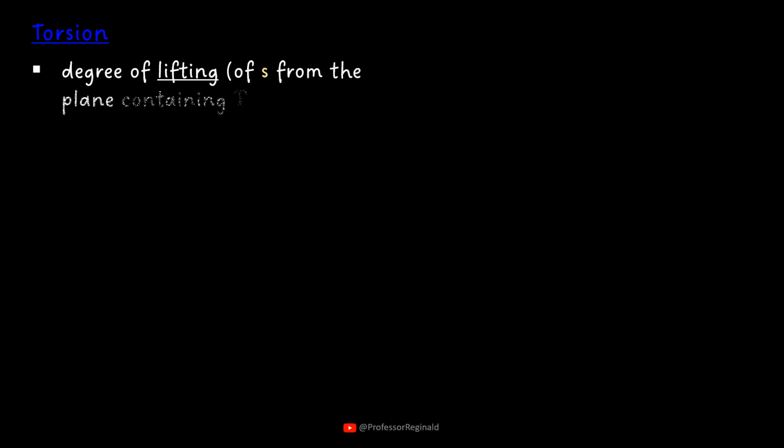And now we are ready to discuss torsion. Recall that curvature refers to the degree of bending of a space curve from the direction of motion. Meanwhile, torsion refers to the degree of lifting of a space curve from a reference plane, specifically, the plane containing both the unit tangent and unit normal vectors. Let us show the concept of torsion in the following figure.